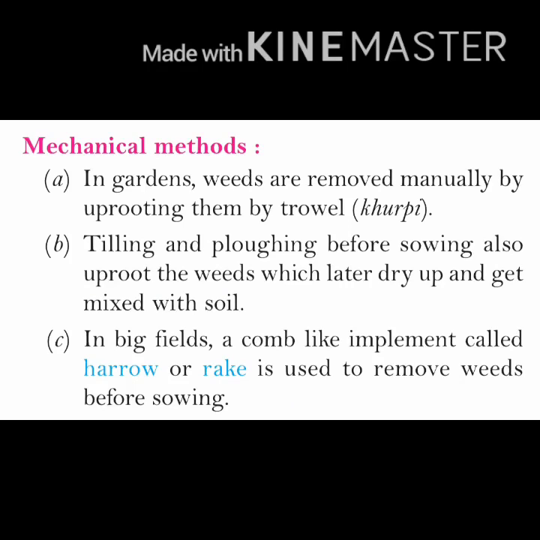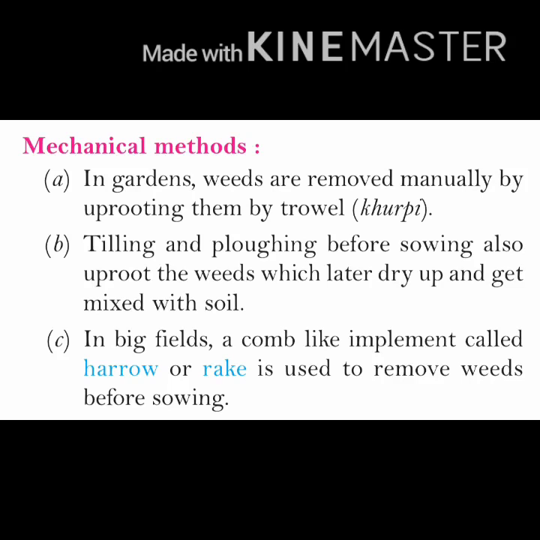First is the mechanical method. In gardens, weeds are removed manually, means by hand or by uprooting with a trowel or khurpi. Tilling or plowing also helps in uprooting weeds. Uprooting means removing from the roots, and then these weeds dry up and get mixed with the soil. In big fields, a comb-like implement called a harrow or rake is used to remove weeds before sowing. So these are mechanical methods.